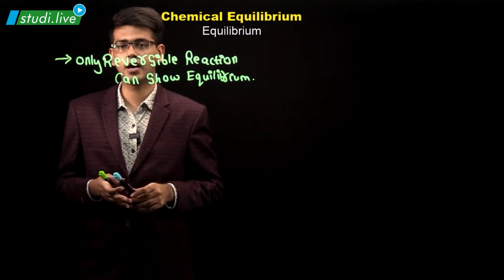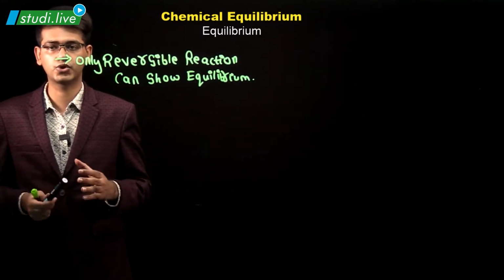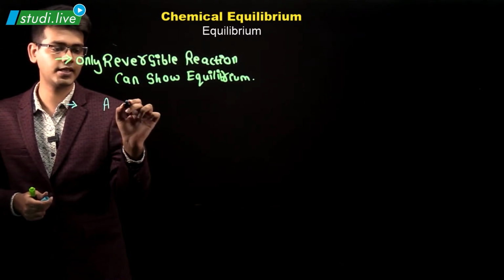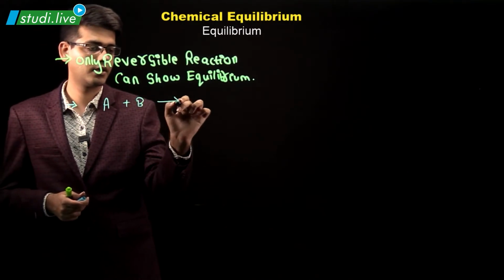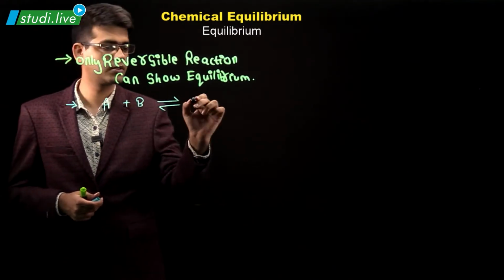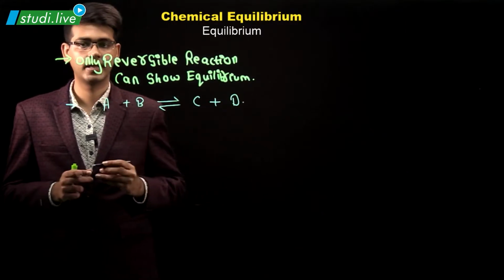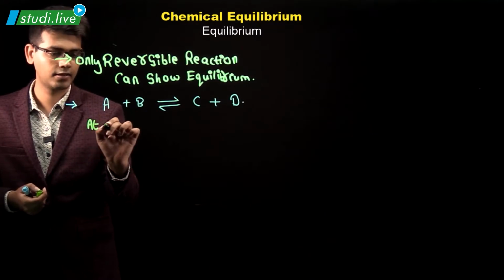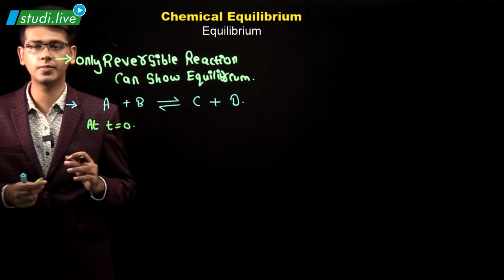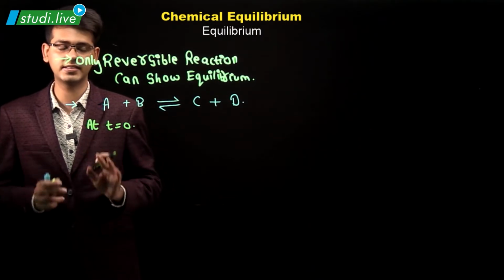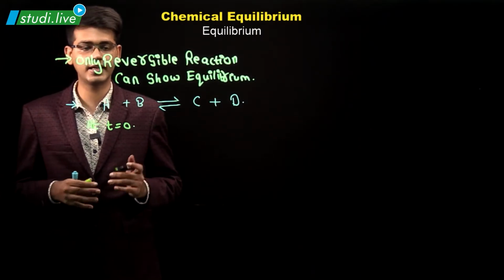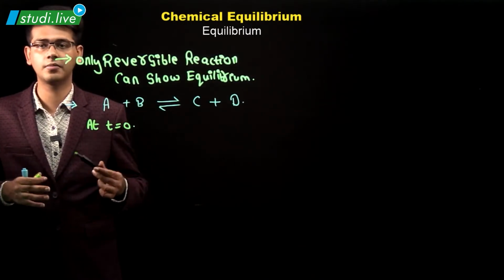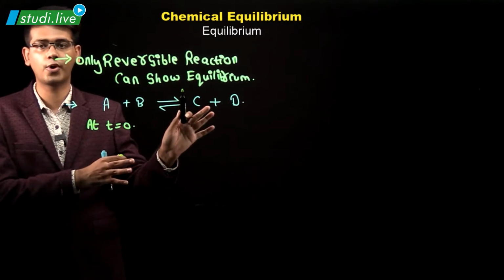Now let us understand how the equilibrium point is achieved and what equilibrium actually is. For understanding, let us consider one equation. Let's say we have the equation A plus B, reversible arrow, gives C plus D. Now let us consider 3 points. At t equal to 0, it simply means that the reaction has just started. Whenever the reaction is just starting, almost 99 to 100% of what we have is nothing but the reactants only. The formation of product is 0.